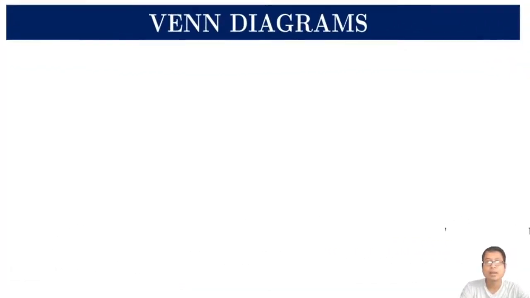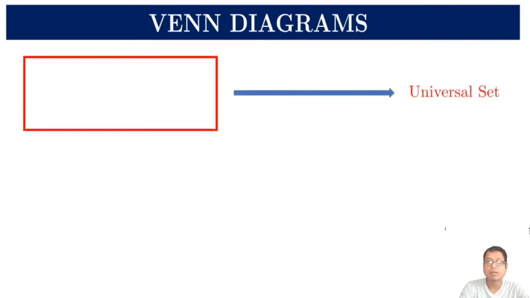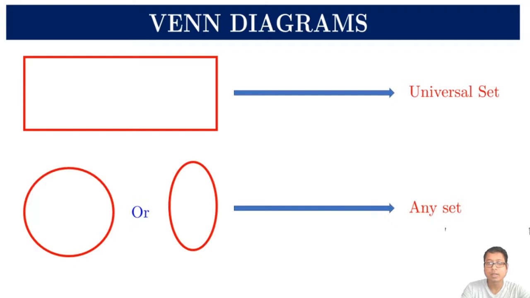Okay, now one very important concept is known as the Venn diagram. By understanding these diagrams, we can understand the concepts of set theory very easily, and things become more clear when we talk about Venn diagrams. This rectangle is used to represent the universal set, and the circular or oval shape is used to represent any kind of set.